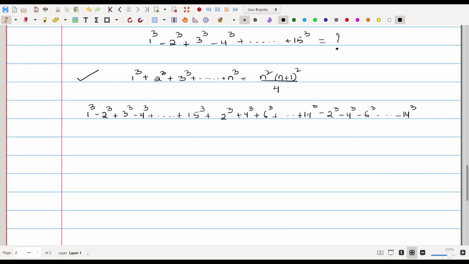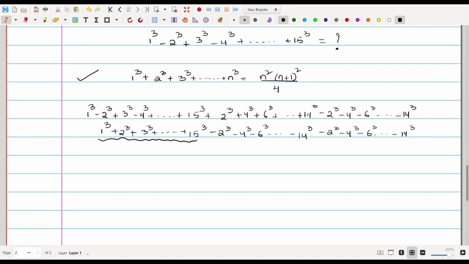Now I am taking all the positive terms at the start: 1 cube plus 2 cube plus 3 cube and so on up to 15 cube. Next I am taking the negative terms: minus 2 cube minus 4 cube minus 6 cube and so on up to minus 14 cube, and again minus 2 cube minus 4 cube minus 6 cube and so on up to minus 14 cube. Now looking at these terms, we can apply this identity.